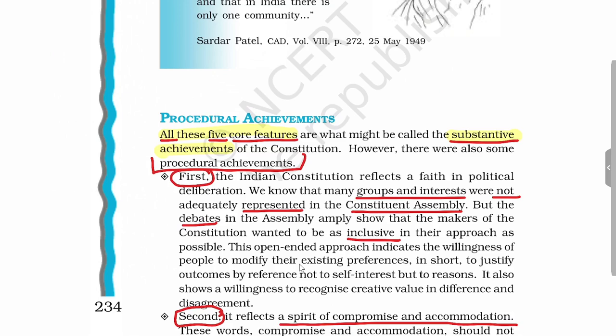Now we'll see procedural achievements. First, there was a view that since India is a multicultural society, many groups and interests were not represented in the Constituent Assembly. But if we see, the debate of the Constituent Assembly was inclusive, because it tried to cover the interests of all sections of society. So this is one of the procedural achievements.